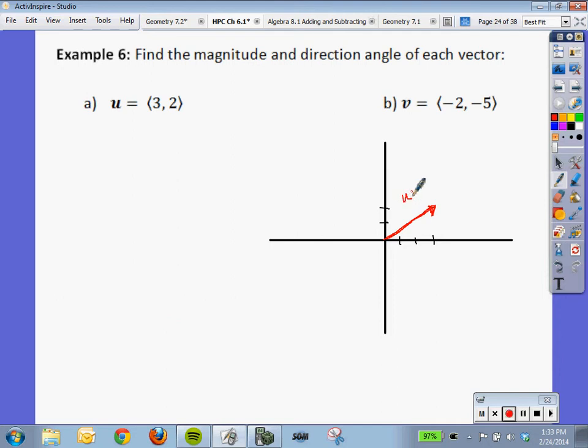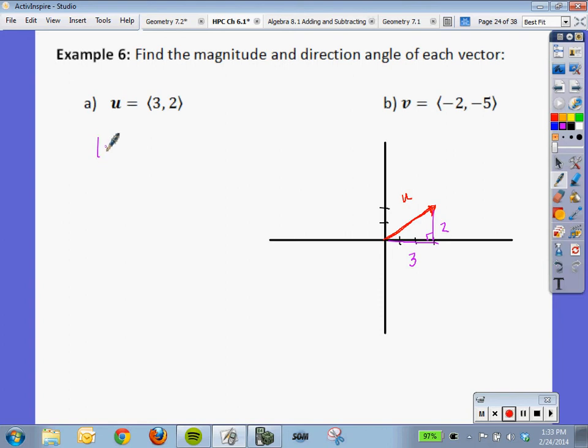So that's vector u here. First thing I want to do is figure out the magnitude of this vector. And that's really easy to do. I always just think of the Pythagorean theorem, right? Make a right triangle, and you've got a 3 and a 2 here.